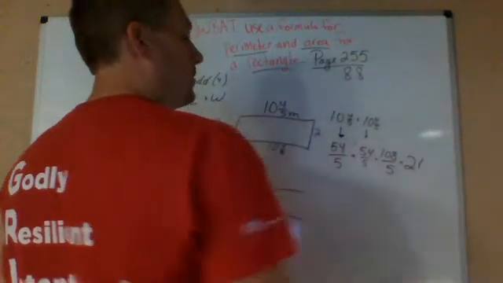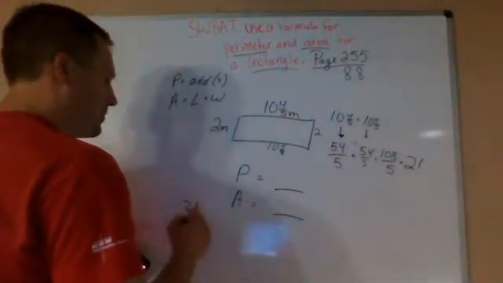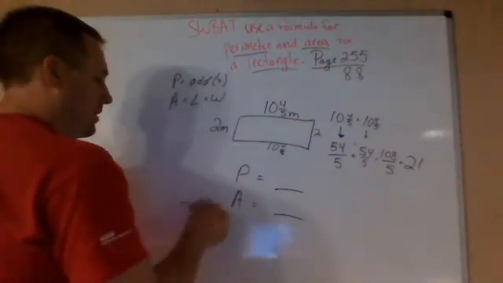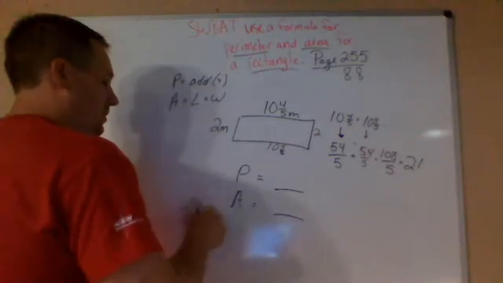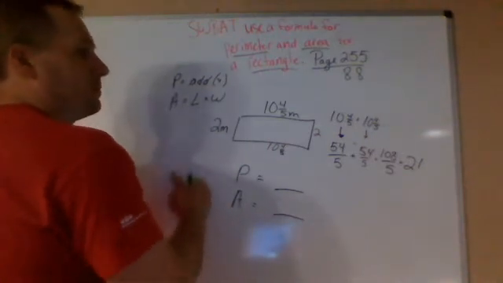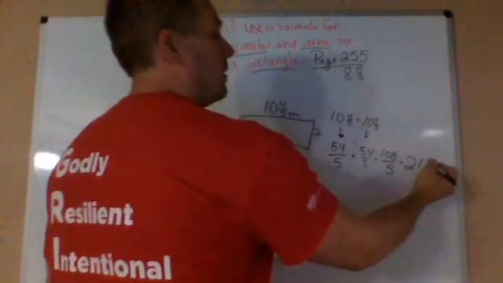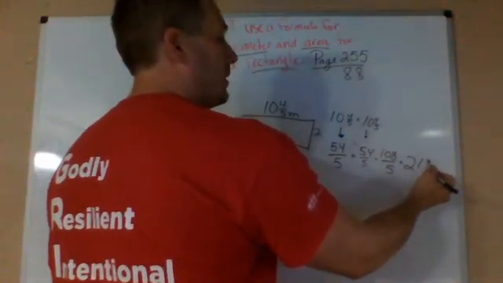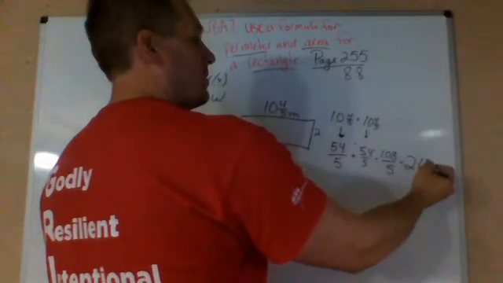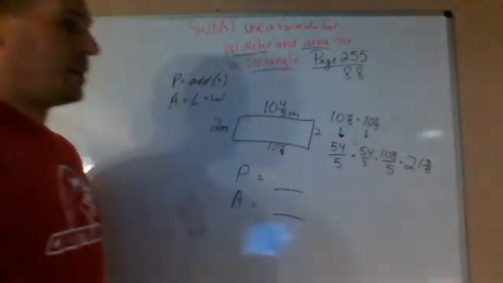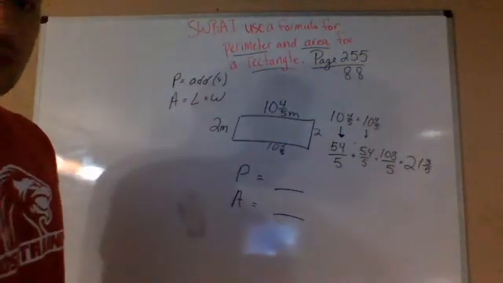So it's 21, because 21 times 5, let's see, 21 times 5 would be 105. Okay, so we have a remainder of 3, right? A remainder of 3, right? And it was over 5, so it's going to be a remainder of 3/5. Okay, so it's 21 and 3/5, all right?